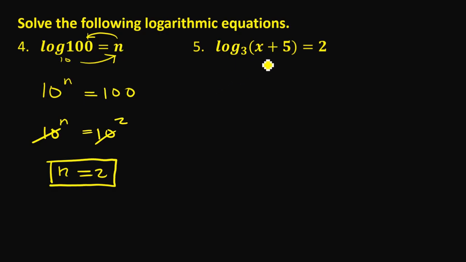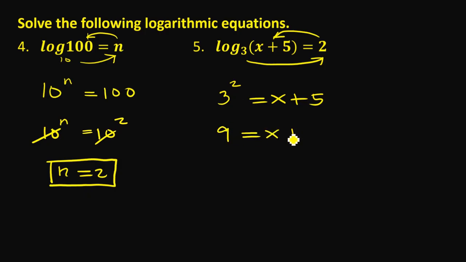Number 5, log base 3 of x plus 5 is equal to 2. So 3 squared is equal to x plus 5. 3 squared is 9, 3 times 3 is 9, equals x plus 5. Isolate the numbers from the variable.